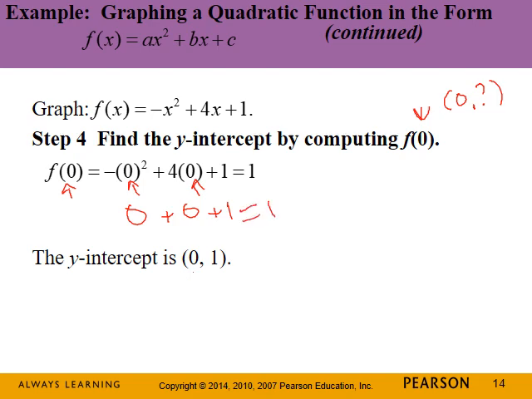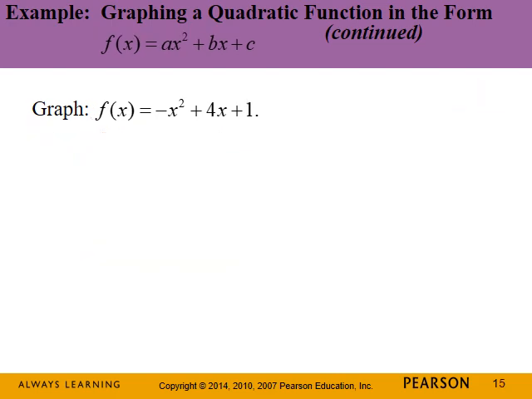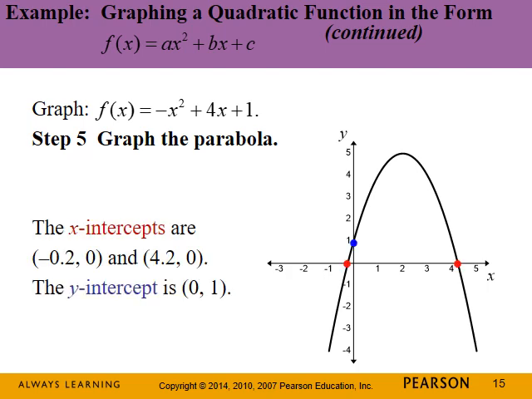So we knew that our x value was 0 because it's a y-intercept, and then we just found our y to be 1, so we have our ordered pair of 0, 1. So now let's take a look at the graph. We graphed all the intercepts and the vertex, so we have our two x-intercepts, our y-intercept, and our vertex.